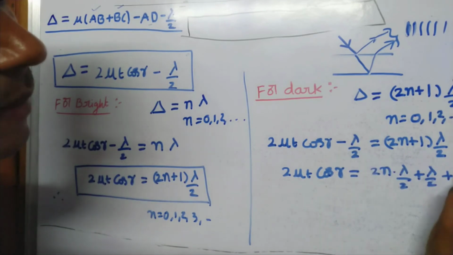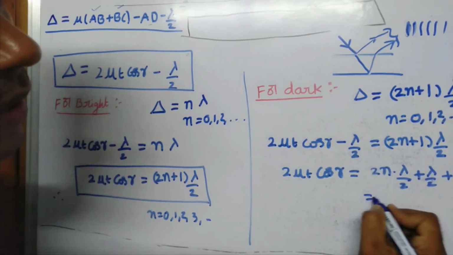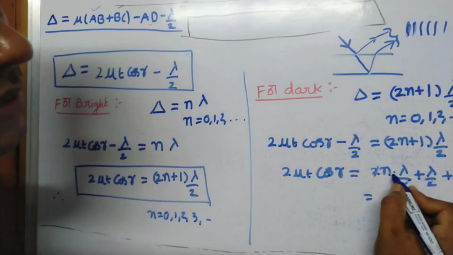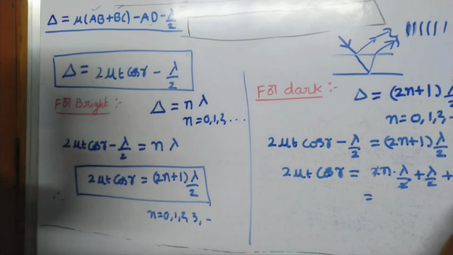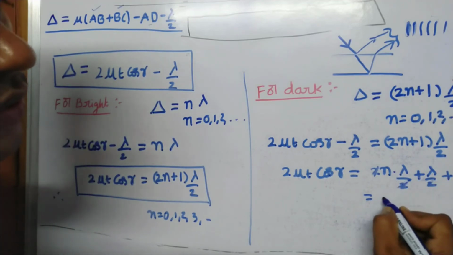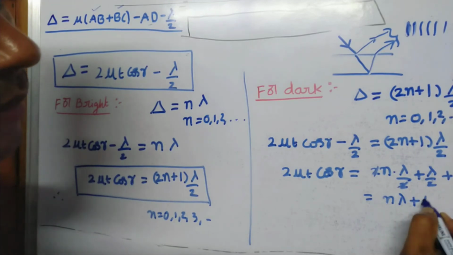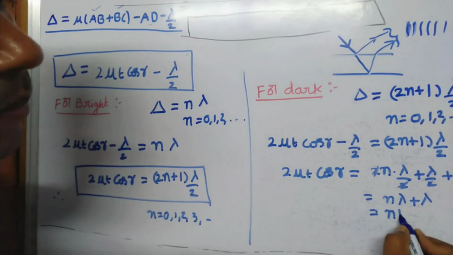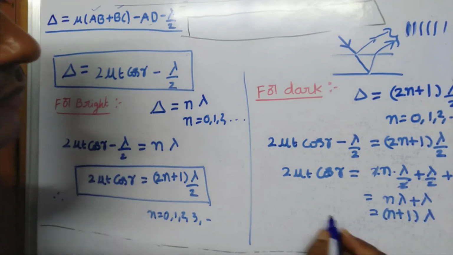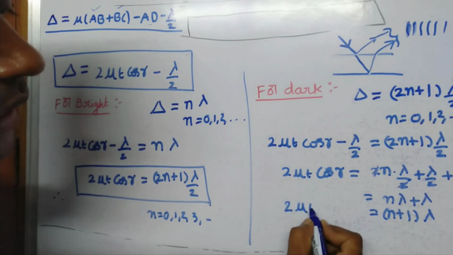Plus again this lambda by 2 is coming. Then what will happen here? The 2, 2 will get cancelled, giving n lambda. Here lambda by 2 plus lambda by 2 will become 1 lambda. So here n lambda plus lambda is coming. So this we can write as n plus 1 into lambda. So 2 mu t cos r.